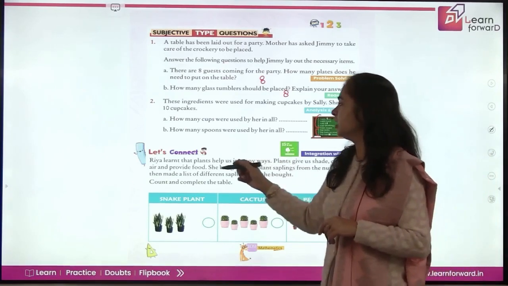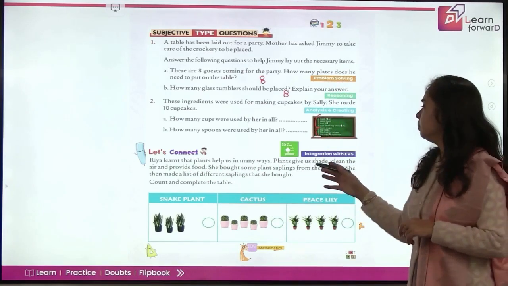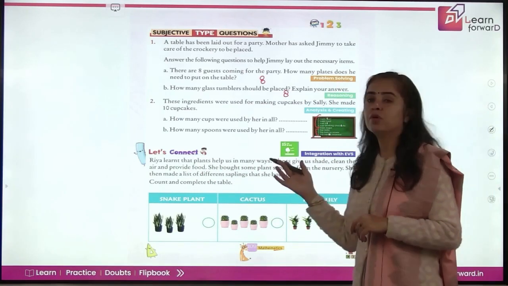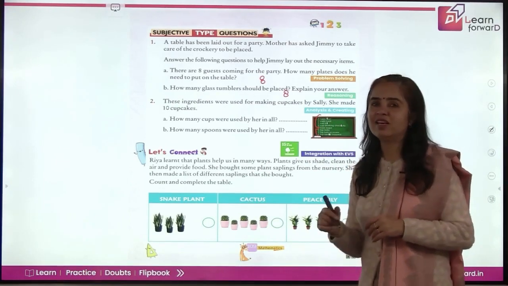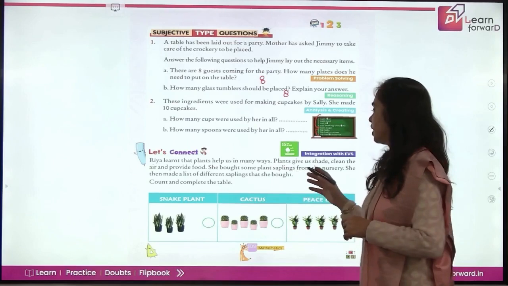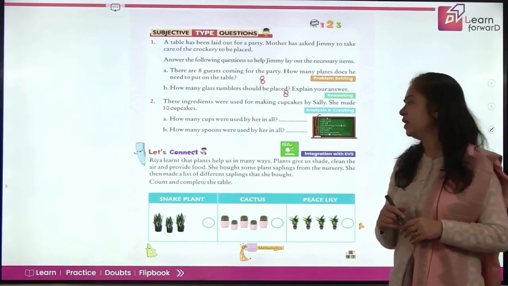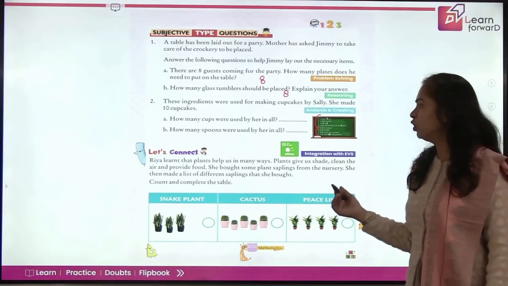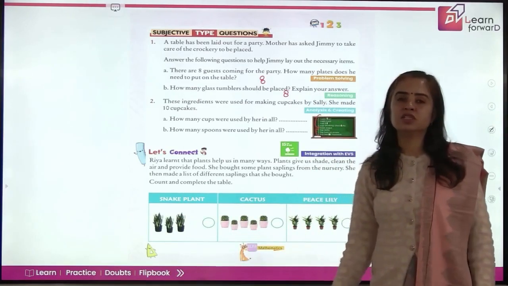Here, let's reconnect. Ria learned that plants help us in many ways. Plants give us shade, clean the air, provide us food. They give lots of things to us. So we call them our green friends. And she bought some plant saplings from the nursery. She then made a list of different saplings that she bought. Now, what you have to do is count and complete the table. How many of these plants did she buy?